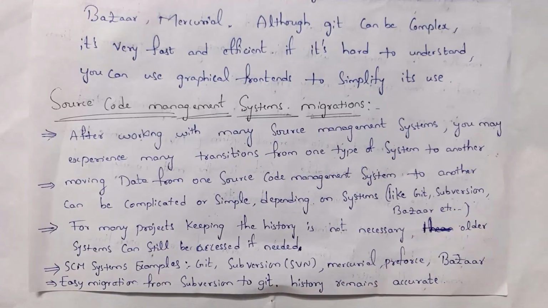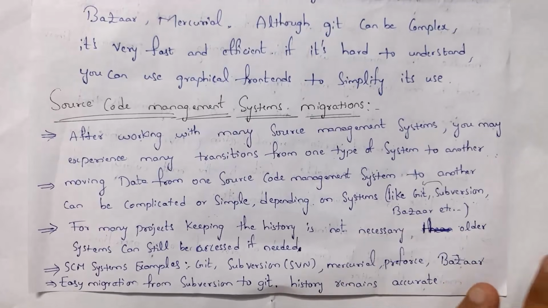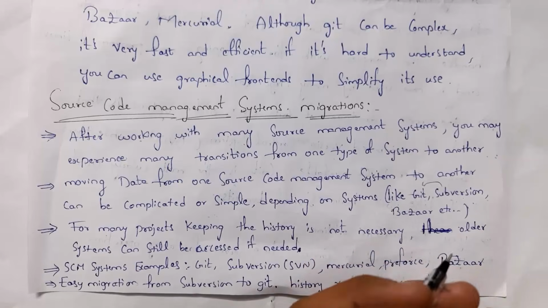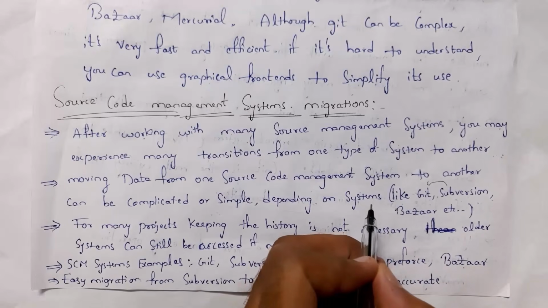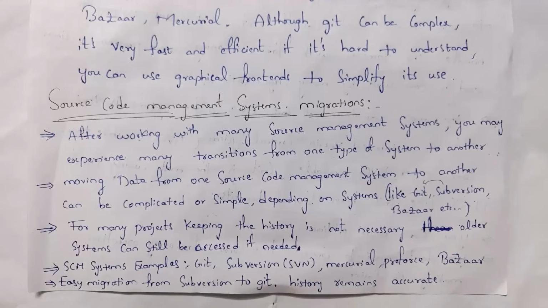For example, if you want to transfer data from Subversion to Git, it is very easy. But if you want to transfer data from Git to Bazaar, it can be very tough. So depending on the systems, moving data from one to another can be either complicated or simple. And for many projects, keeping history is not necessary because if needed, you can still access the old system data.